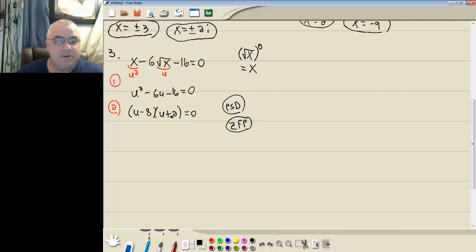Zero factor property. You get 0 on one side, you factor the other side, you set each factor equal to 0. So we got u - 8 = 0, and u + 2 = 0. And we got u = 8, and u = -2.